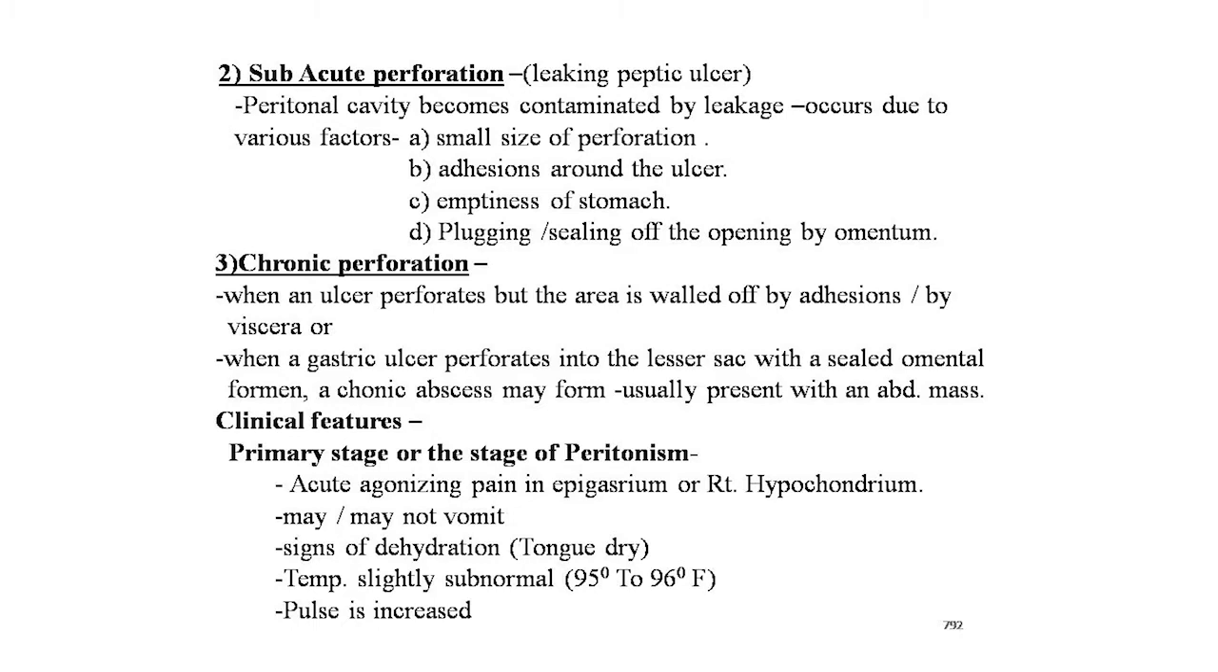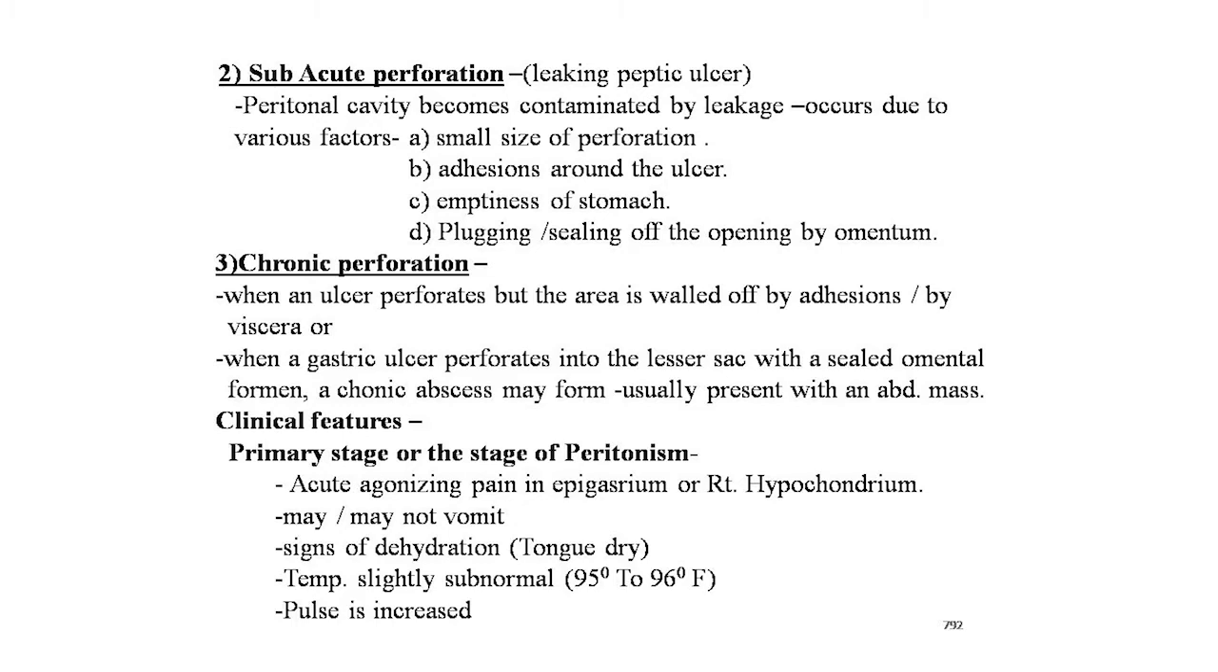Third is the chronic perforation, when an ulcer perforates but the area is walled off by adhesions and by viscera, or when a gastric ulcer perforates into the lesser sac with a sealed foramen, a chronic abscess may form and present as an abdominal mass.